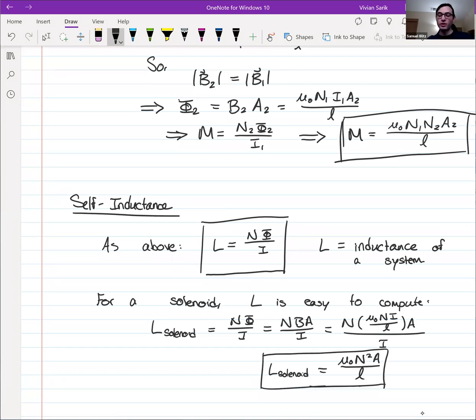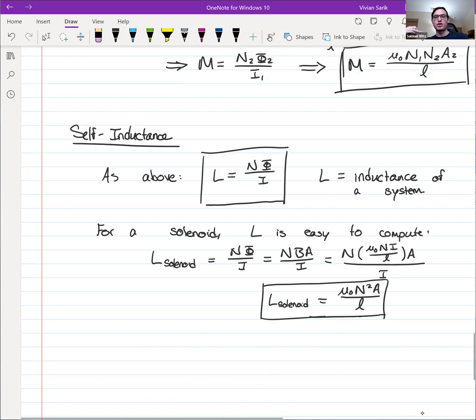So what I was getting at from Avinash's question is that the magnetic field changes in precisely the same way that the current does. So the only thing that's changing, the current in the system, cancels out, which is exactly what we expect, because this should just be a property of the geometry. It shouldn't depend on what current you're feeding it.